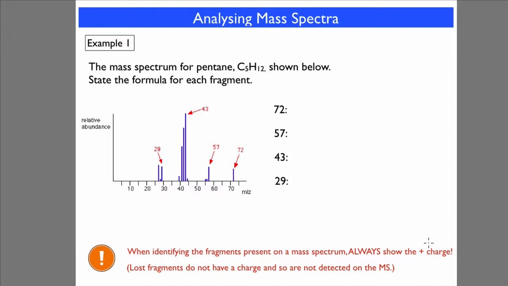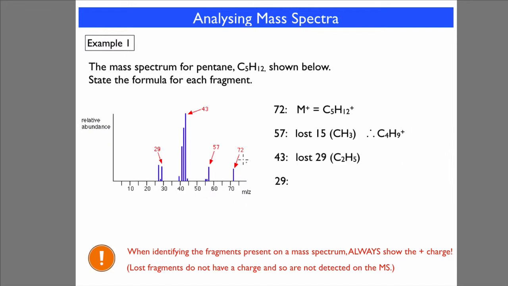Let's do some examples. Example 1. The mass spectrum for pentane is shown below. State the formula for each fragment. 72 is obviously just the pentane having lost an electron. 57, we've lost 72 minus 57, which is 15. We've lost the CH3. That's going to leave us with C4H9+.